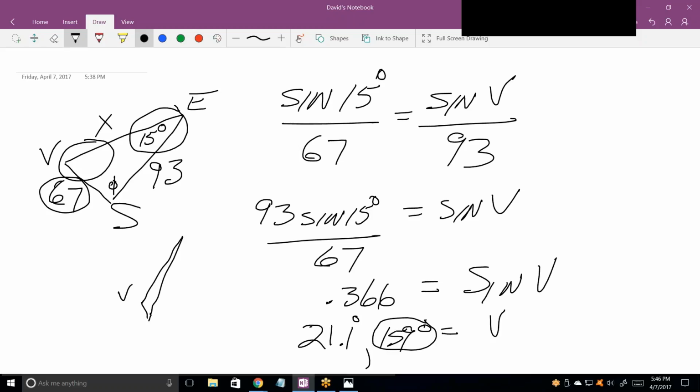Remember, that's V. So that might be 159 degrees or 21.1 degrees. Either one works. And notice that in my second case, that's still 93. And that's still 15. Right. But everything else has changed.